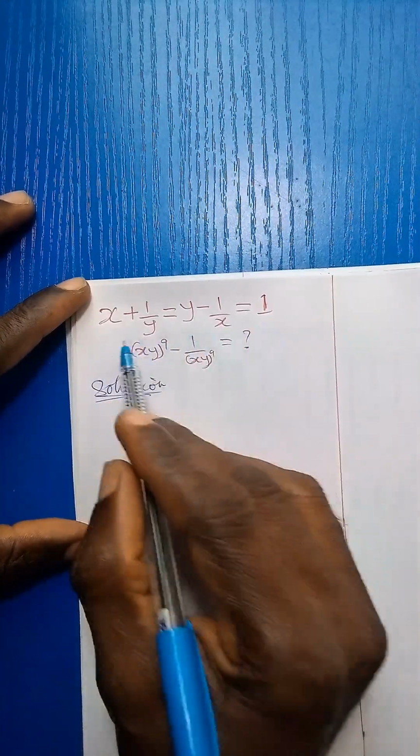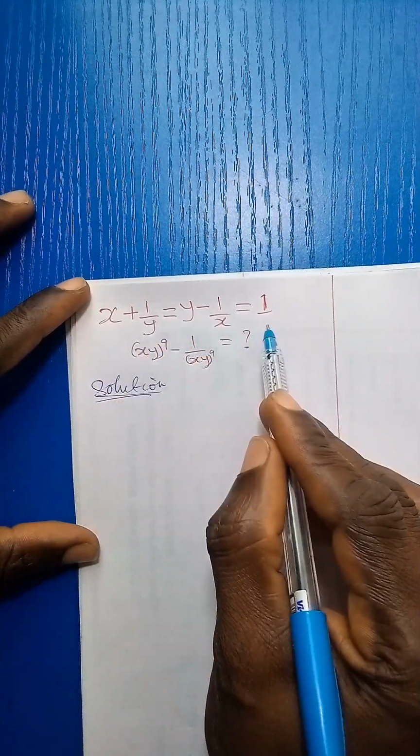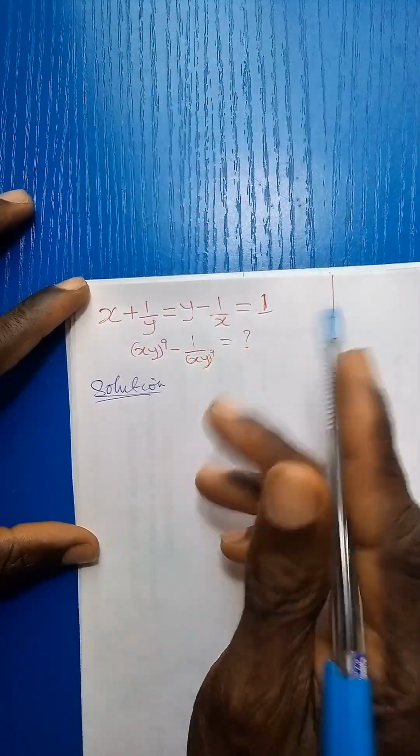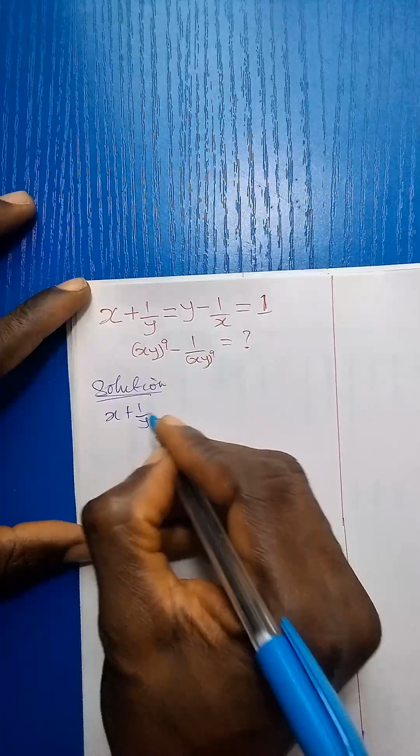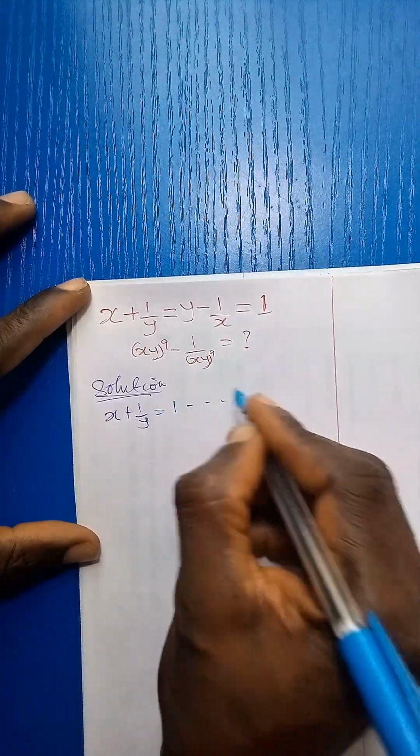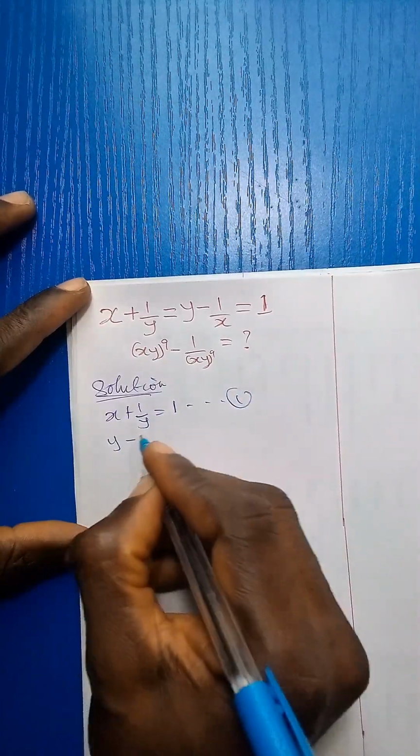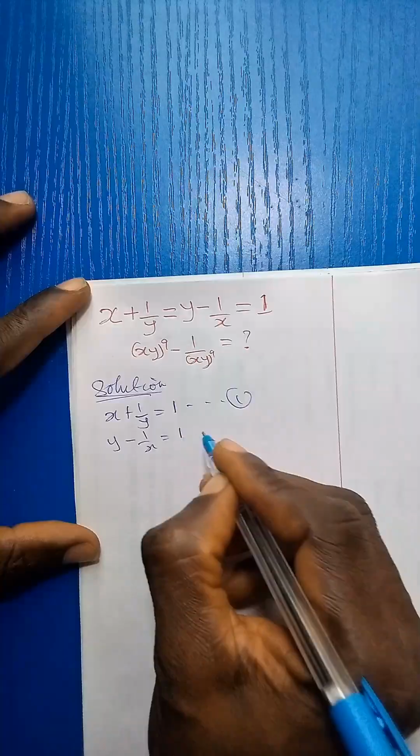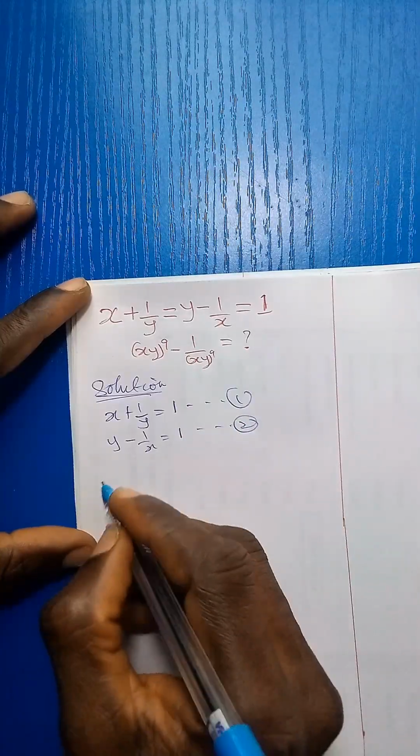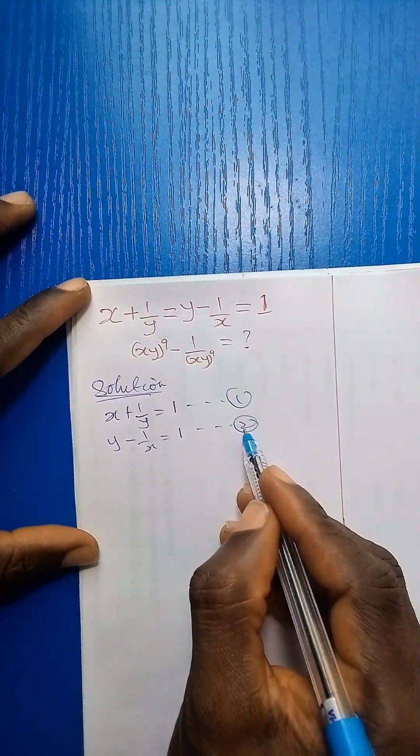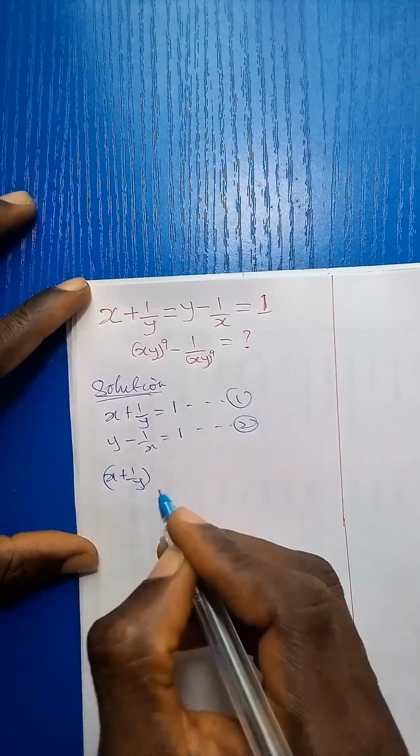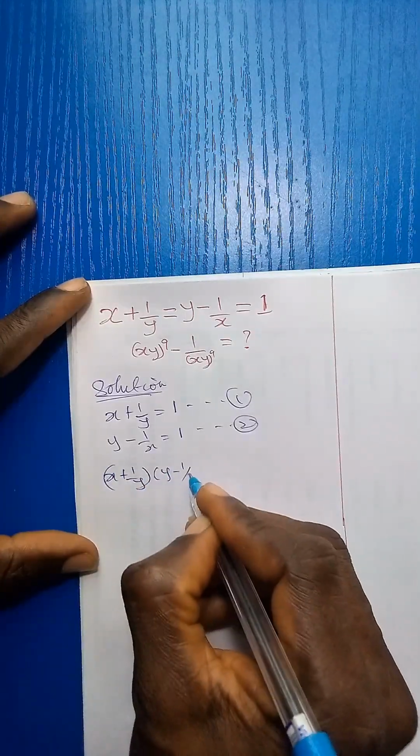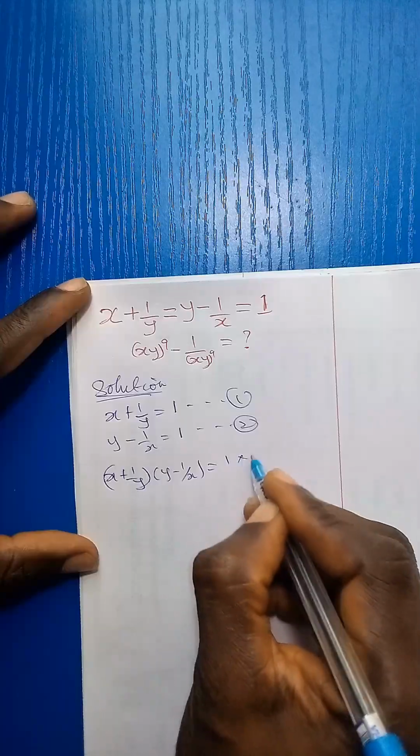To solve this problem, I'm going to split this system of equations into two equations. That is x plus 1 over y is equal to 1, that is equation 1, and y minus 1 over x is equal to 1, which is equation 2. Then I will multiply 1 and 2. That is (x plus 1 over y) times (y minus 1 over x) is equal to 1 times 1.